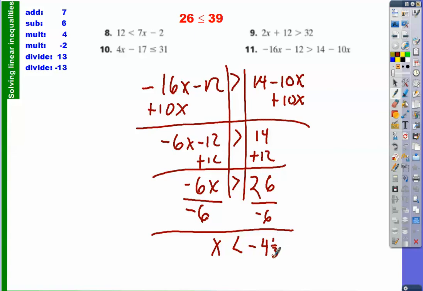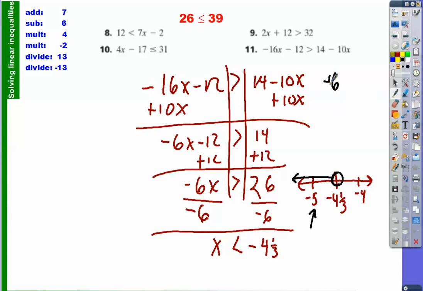So, for our number line, well, I'm going to put negative 4 1/3 here, and let's put negative 5 here, negative 4 here, and so x is going to have an open circle, and x has to be less than. And negative 5 is definitely less than negative 4 1/3. And let's double check it.